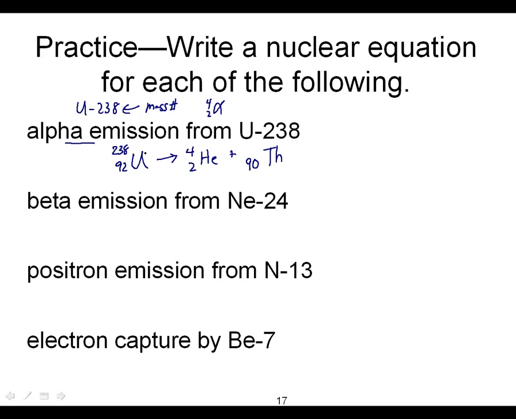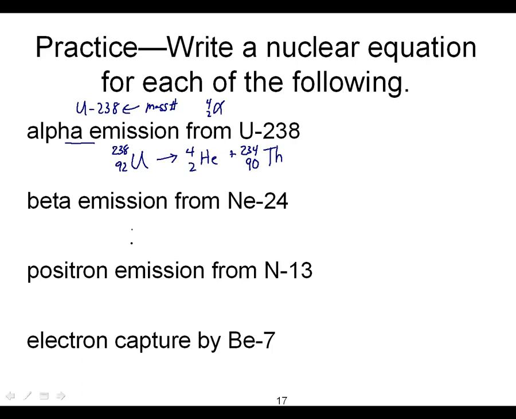Now we want to do the same thing for the top here. So 238 on the left for the mass number, 4 on the right. So that leaves us 234 there for our mass number on the right-hand side. Again, balanced, same atomic number on left and right, same mass number on left and right as well.